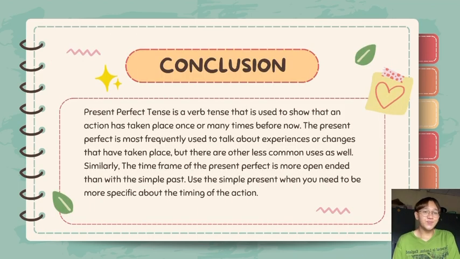In conclusion, the present perfect tense is a verb tense that is used to show that an action has taken place once or many times before now. The present perfect is most frequently used to talk about experiences or events that have taken place, but there are other less common uses as well. Similarly, the time frame of the present perfect is more open-ended than with the simple past. Please use the simple past when you need to be more specific about the timing of the actions.